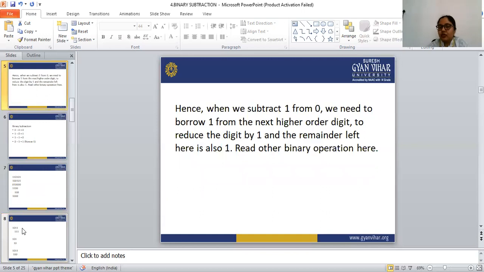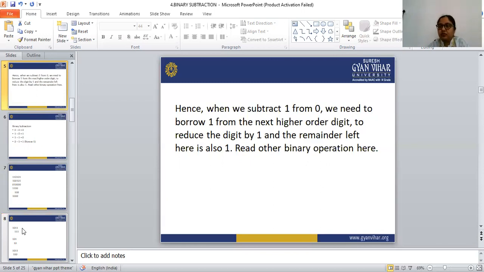When we subtract 1 from 0, we need to borrow 1 from the next higher order digit. So when we subtract 1 from 0, meaning 0 minus 1, what do we have to do?